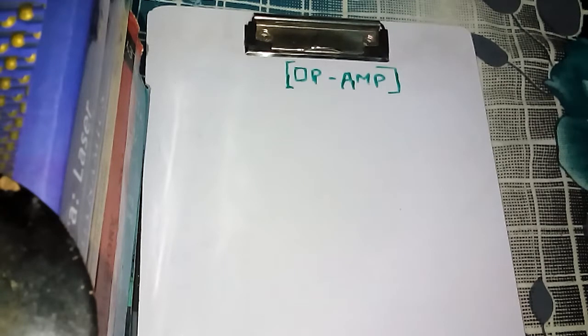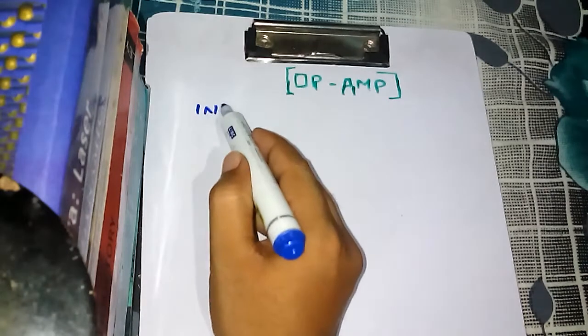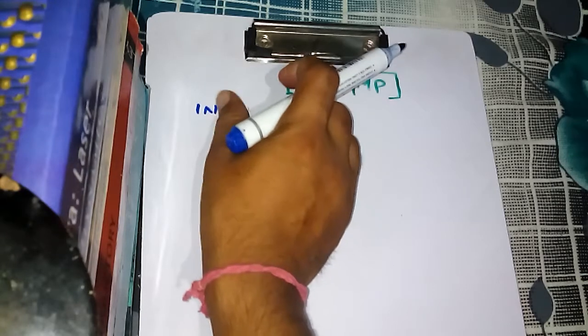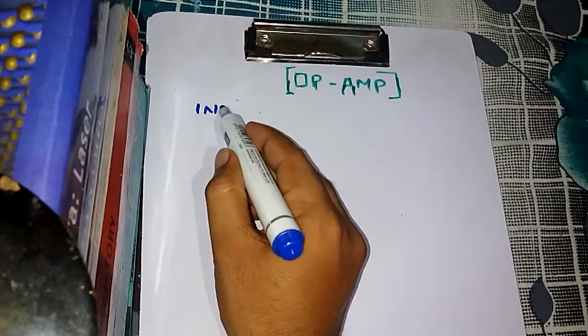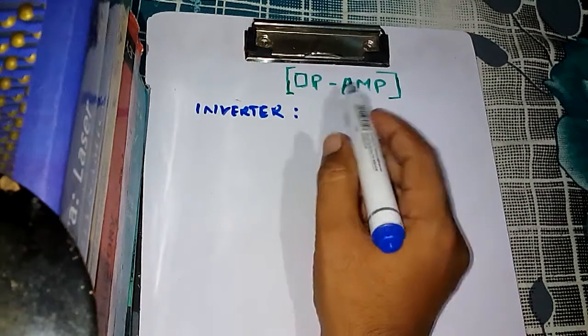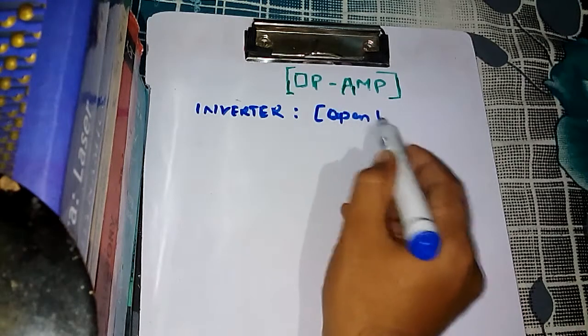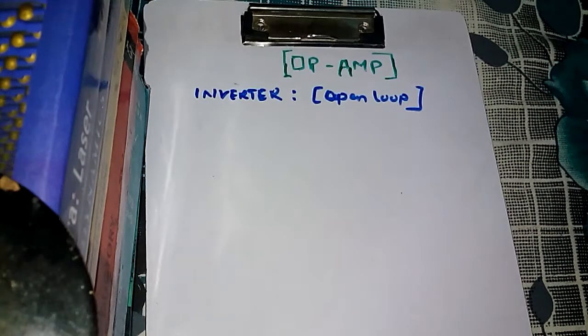First of all, today let us take the inverter. Actually, with open loop the basic circuits are inverter, non-inverter, and differential amplifier. So first of all, today take inverter, and let's take open loop. Now how does an inverter look like in open loop configuration?